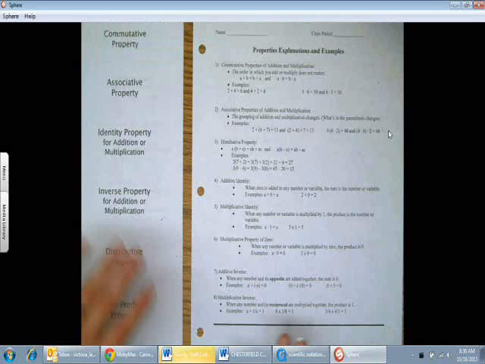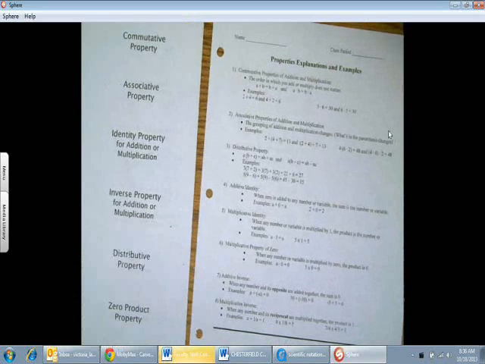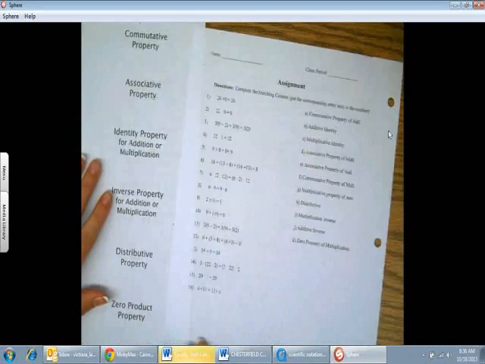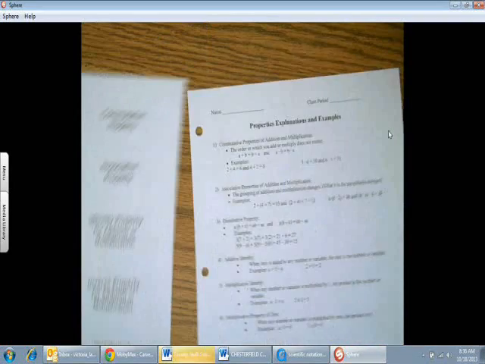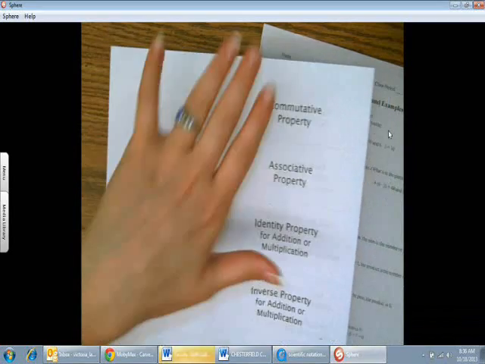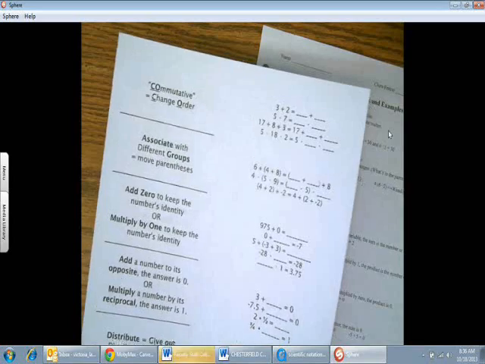Good morning. So today we're going to talk about properties. You should have two sheets with you. This is a note sheet, and then it's going to have some questions on the back. And the other sheet you should have is this sheet of paper that's blank on the left side, has the properties listed on the right side, and then has some information about them on the inside.